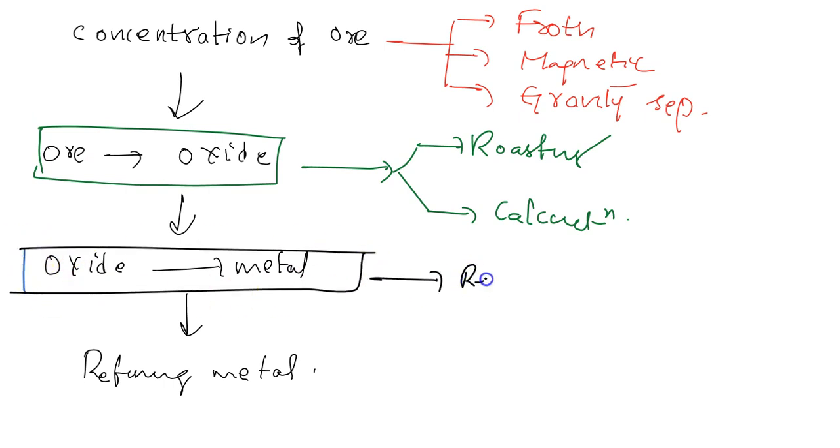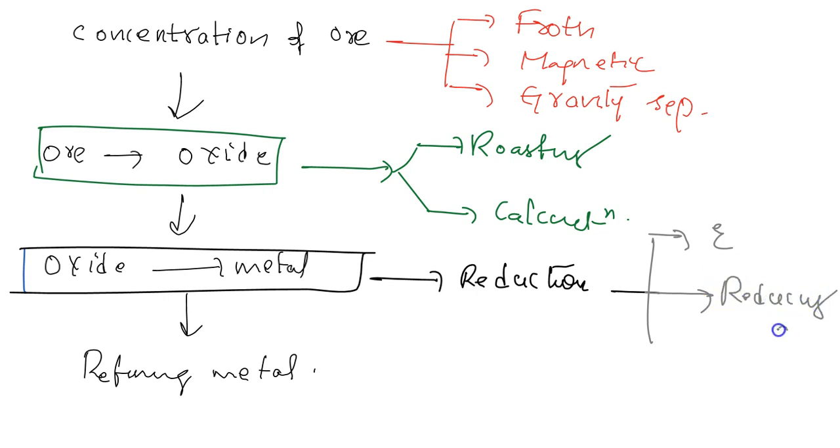This is also called reduction. And this reduction can happen in three ways based on the type of metal that you have. Reduction with the help of electricity for more reactive metals, reduction with the help of a reducing agent for moderately reactive metals, reduction with the help of heating for less reactive metals. And once this reduction is done, you will get a metal and you have to refine that for more purity.